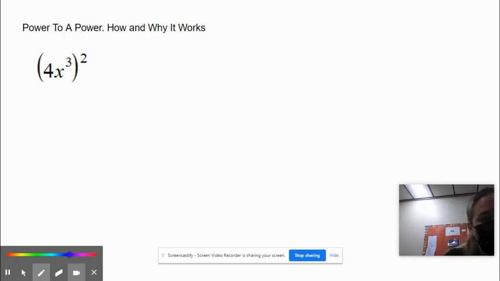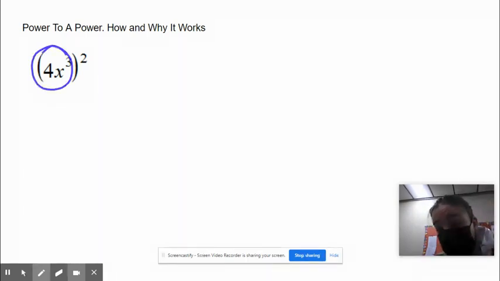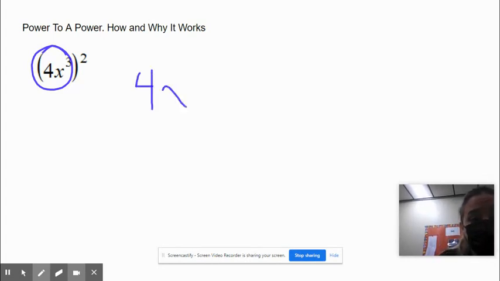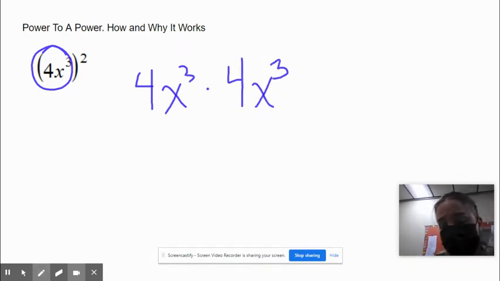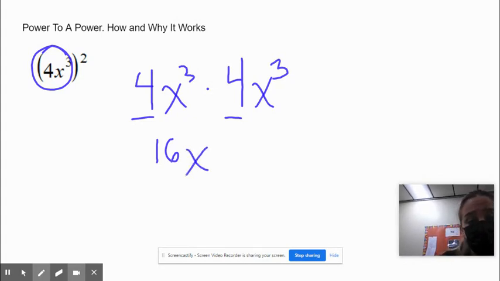This whole thing is being raised to the second power, which means 4x to the third times 4x to the third, right? So using what we already learned about multiplication, that would be 16. 4 times 4 is 16. And then your exponents, 3 and 3, you add them, right? So you get 16x to the 6th. So 16x to the 6th.